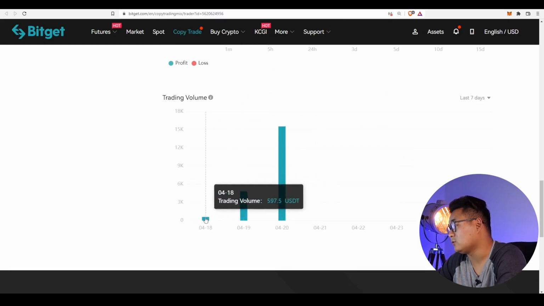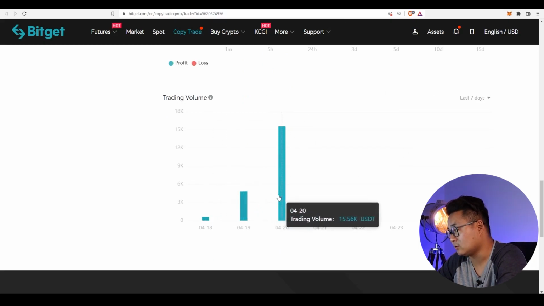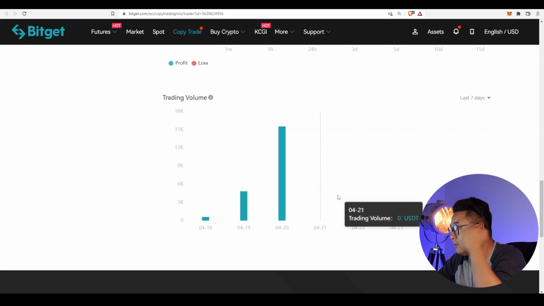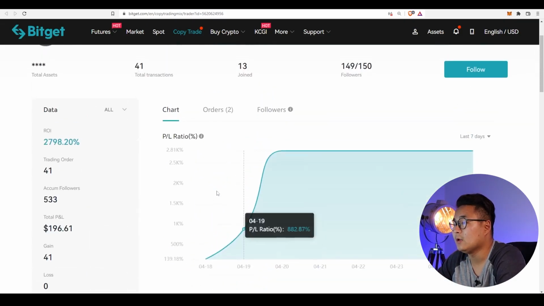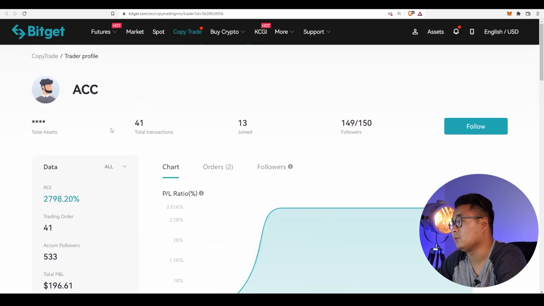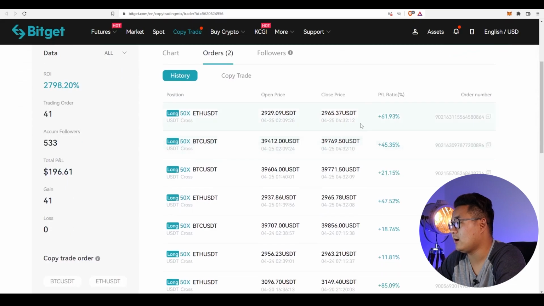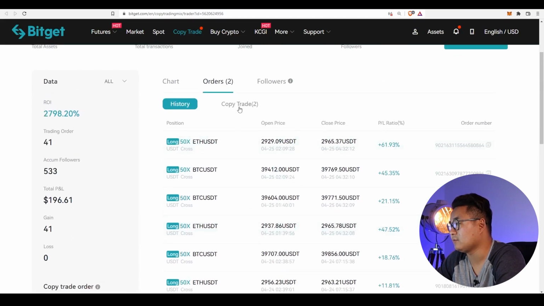It looks like their trading volume has increased until the 20th of April. Now, today being the 25th of April, it looks like they haven't traded for about 3 days. Okay, interesting. So this is an account that I probably wouldn't want to follow for now. Okay, these are the orders that they have right now, and it looks like they've done okay.